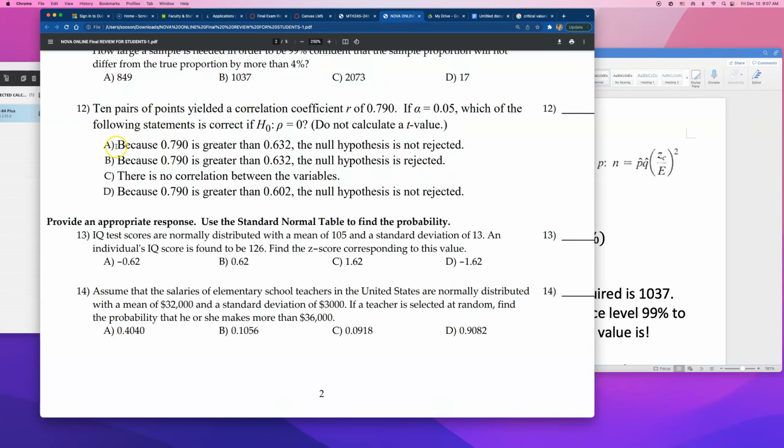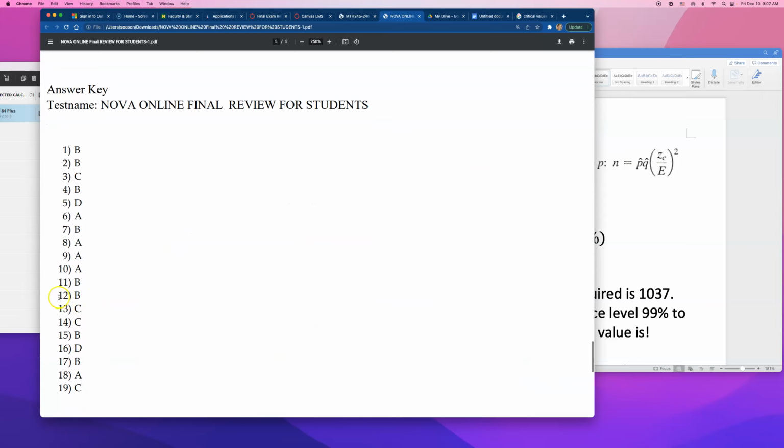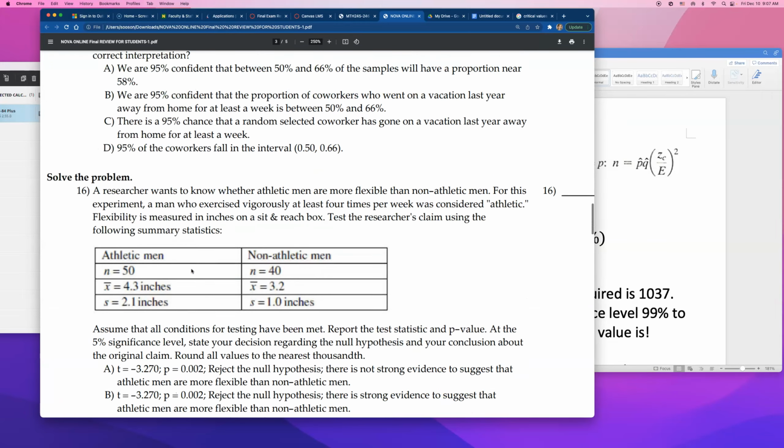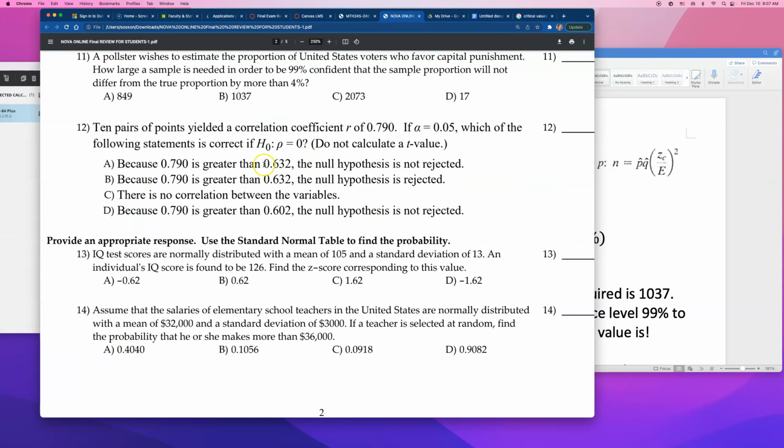So because the R is greater than 0.632, the correlation coefficient is significant. We're going to reject the null hypothesis. So the correct answer for number 12 is B. Let's check that. 12, is that really B? Yes, that is. So 12 is B, and that's how you can solve a question like that. But you definitely need to know that there is a table on your formula sheet to read these critical values. Okay, so that's it for 12.